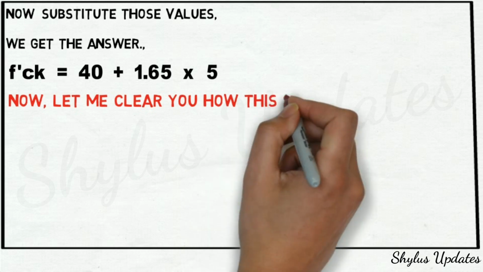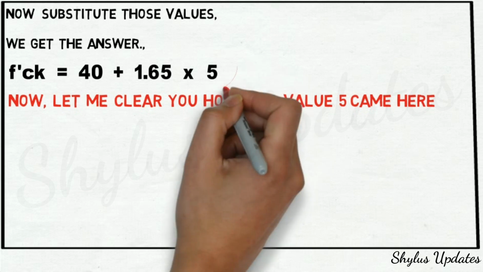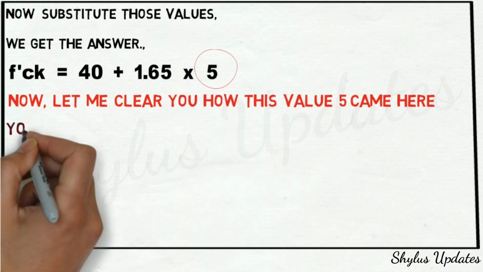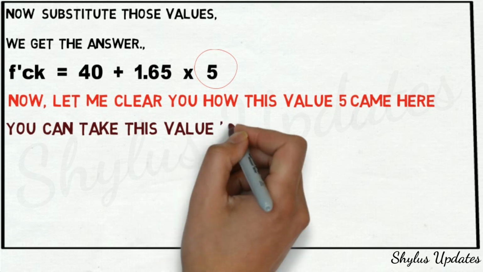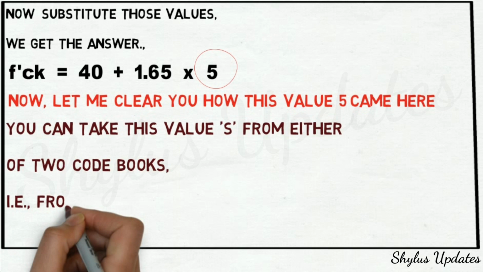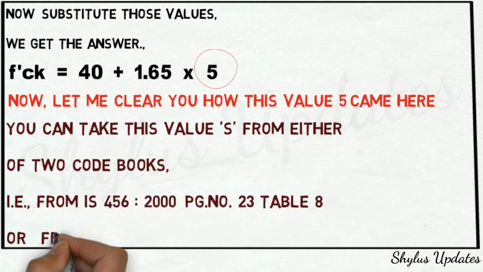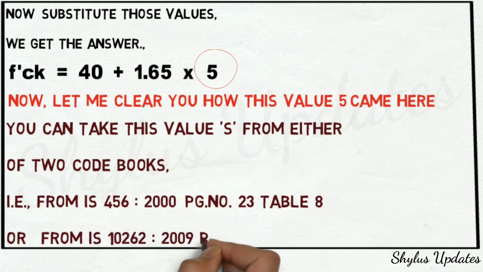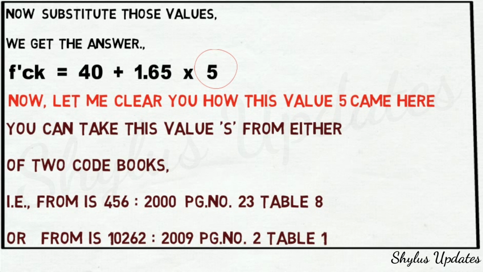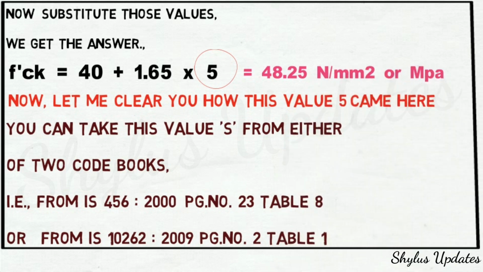Now let me make clear how this value 5 came here. You can take the standard deviation value from either of two code books: from IS 456-2000, page number 23, table number 8, or from IS 10262-2009, page number 2, table number 1. Now when we solve this, we get the answer 48.25 Newton per mm square or megapascal.